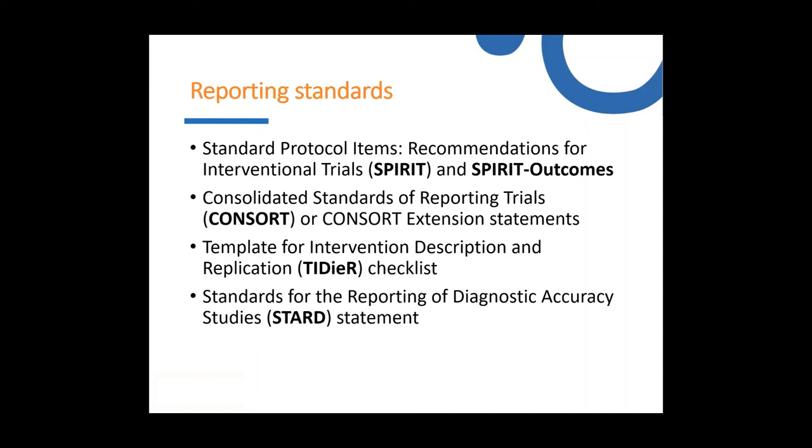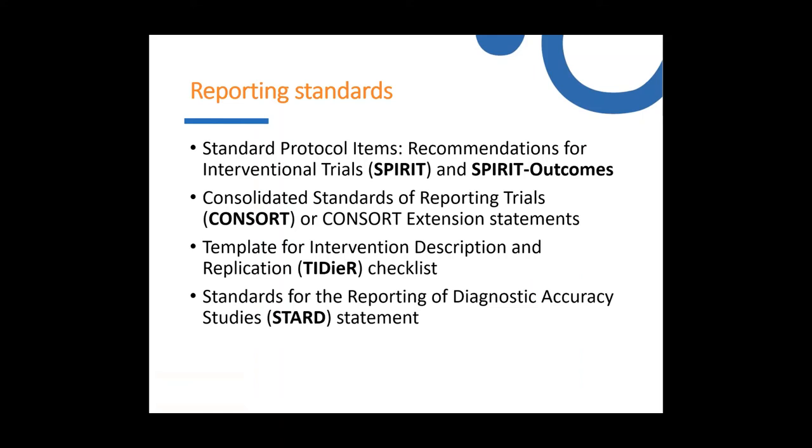So I've already mentioned the SPIRIT recommendations. We also have CONSORT, which I'm sure everyone knows about on this call. They've been around since 1996. That's for RCTs. There's also the CONSORT extension statements that cover cluster randomized controlled trials, for example, crossover trials, the list goes on. There's the Template for Intervention Description and Replication, the TIDieR checklist. So reporting about the intervention in sufficient detail so that someone, if needed, could replicate it, and then standards for diagnostic accuracy studies.